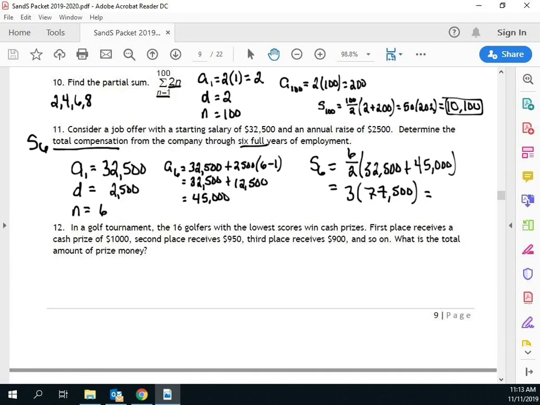Caleb, what you got? You want to just type that in the calculator? 3 parentheses 77500 close parentheses, press enter. 23.8. Missing the 0. Yeah. It's alright. Zeros make differences, don't they? 232,500. So after 6 years, this guy's made total compensation almost $250,000.